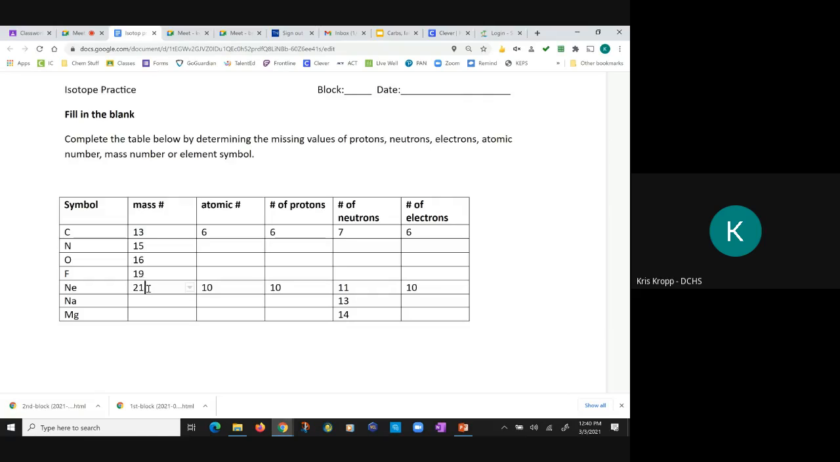Just like in the first example I did with you, you knew that you could subtract the protons from the mass number to get the neutrons. So it's that relationship. Protons plus neutrons equals mass. Okay? Protons plus neutrons equals mass. If you remember that, you can rearrange that equation anytime you need to solve for any one of those three things if it's missing. As long as you have two, you can always figure out the other one. Okay?